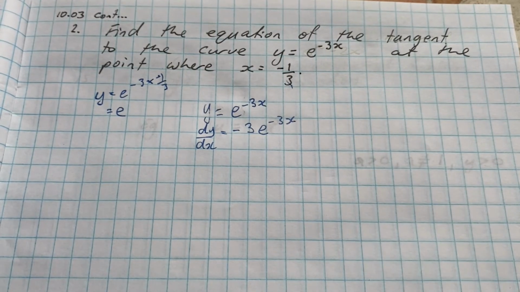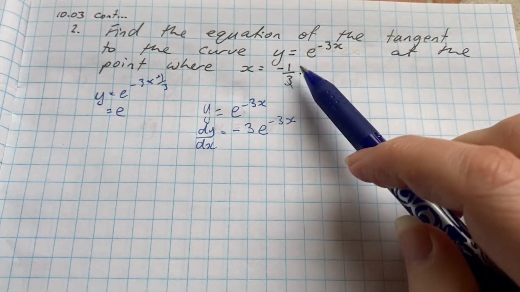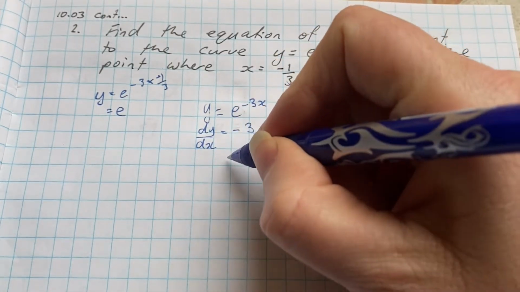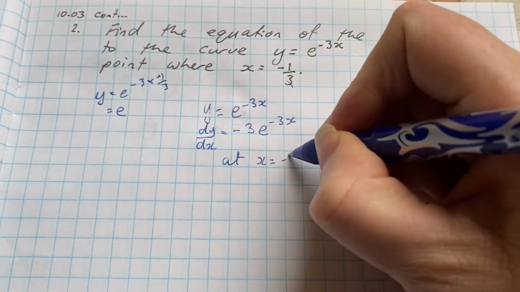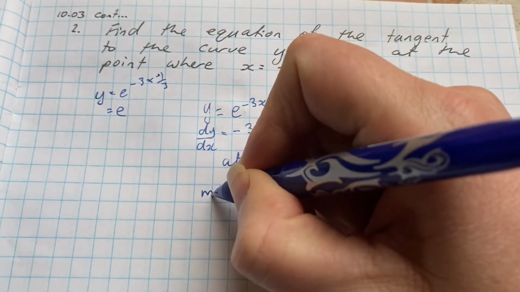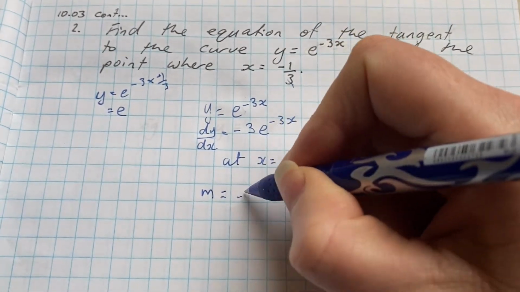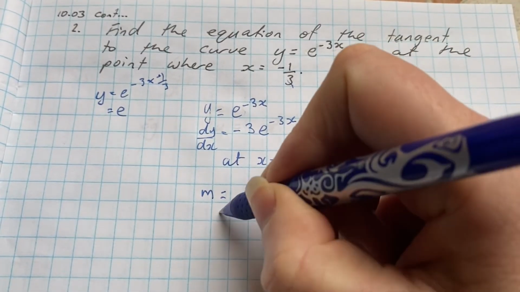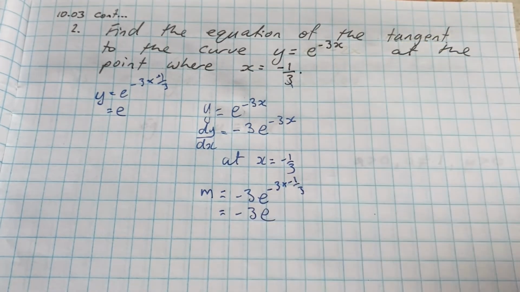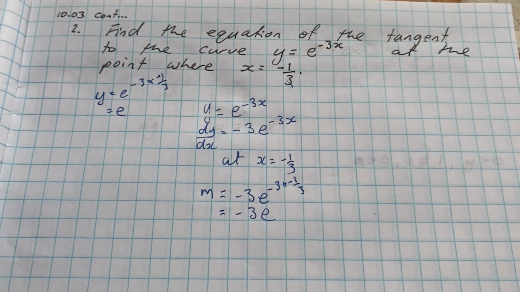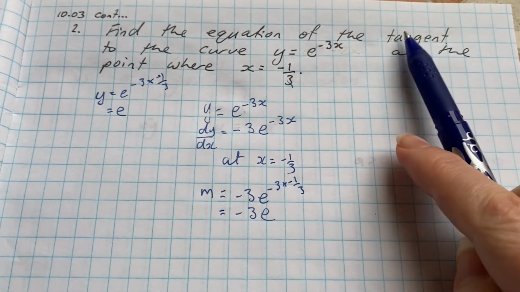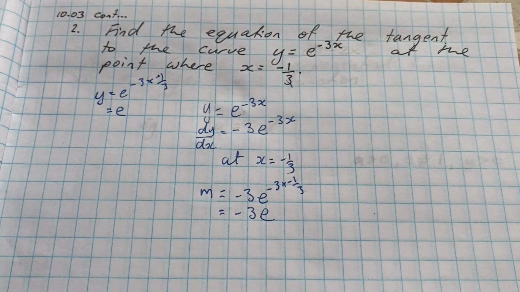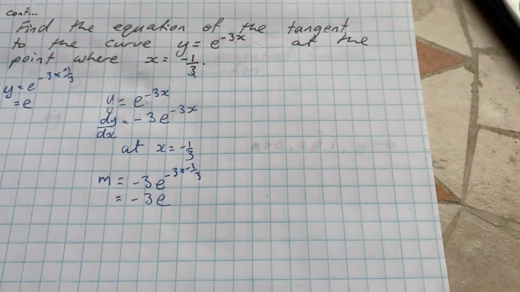And we want to know what the gradient of that tangent line is when x equals negative a third. So we do that by plugging that into our gradient function. So x equals negative 1/3. The gradient, so I'm just going to use m for gradient, equals negative 3e to the negative 3 times negative a third, which is just negative 3e to the 1, so just negative 3e. Now remember, if we were asked for the equation of the normal, you've got to find the negative reciprocal of that. But we won't ask for that here, we're asked for the tangent line.